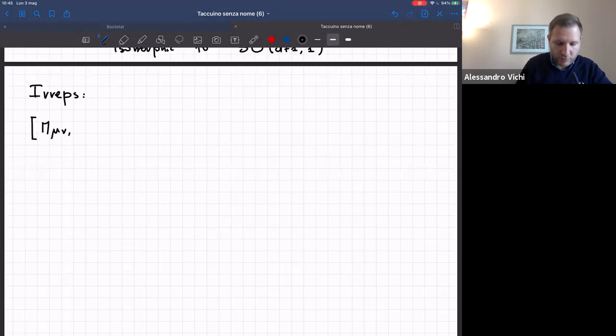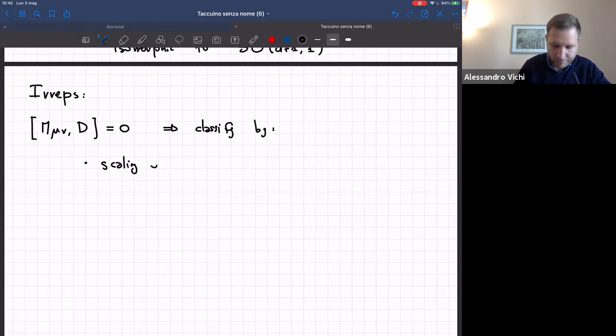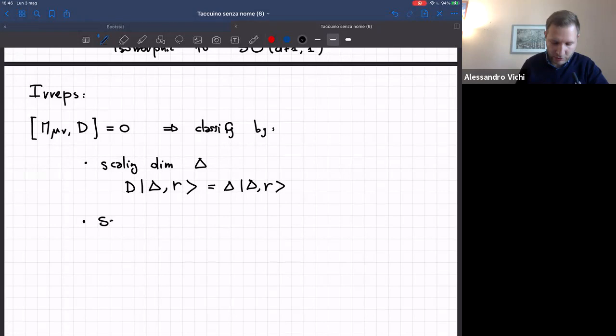The idea is that since the generators of rotation and the generator of dilatation commute, we can diagonalize them together, and so we will classify states in our systems by two quantum numbers. One quantum number is the scaling dimension, which is the eigenvalue of the dilatation operator, delta. So D acting on a state with dimension delta, and quantum number R that I will discuss in a second, is going to be delta times the state. And then the second set of quantum numbers that we want to use are the SO(D) quantum numbers.